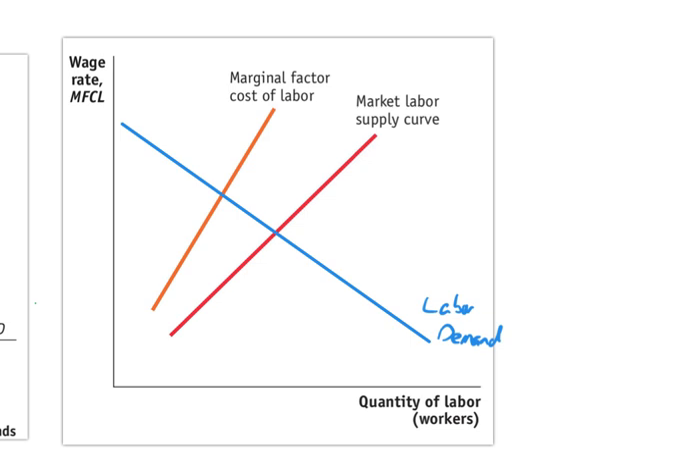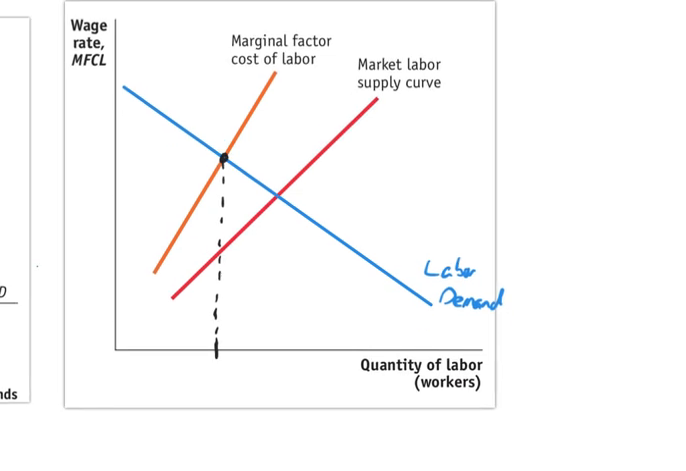So I look for this intersection and create my vertical line. That quantity right there, I'll call Q1, is how many people get hired. To figure out the wage rate that these people are going to get paid, I look at where this vertical line intersects supply, right? With the monopolist, we always looked at demand. With the monopsonist, we look at supply. I'll call that W1, that's the wage rate.